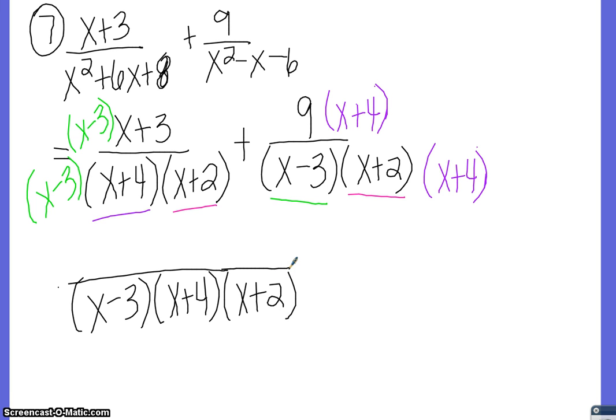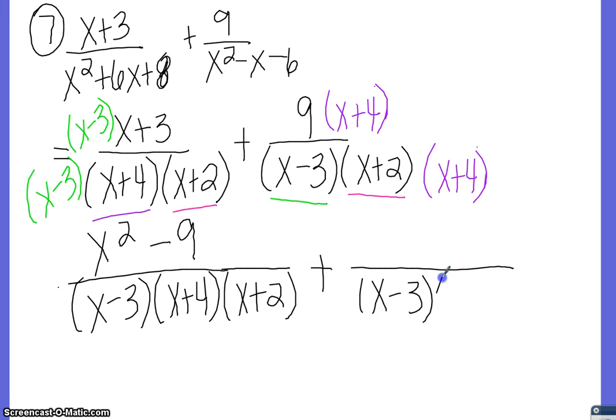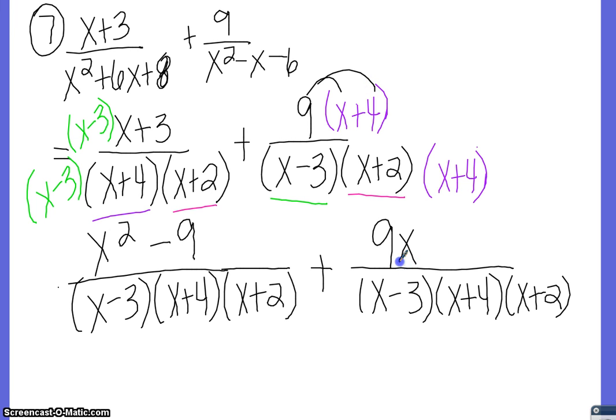And now we can combine our like terms. So this numerator, we're going to go ahead and FOIL out. So I have x squared, and it's going to be a plus 3x minus 3x, so they're going to cancel. So I have x squared minus 9. And again, my denominator is still the exact same thing. And we're going to distribute the 9 in the numerator. So I have 9x plus 36.